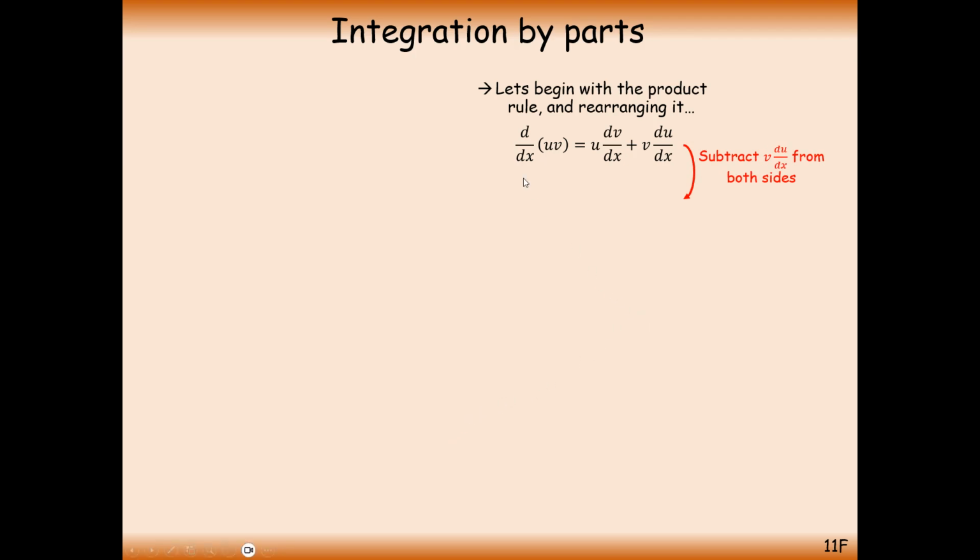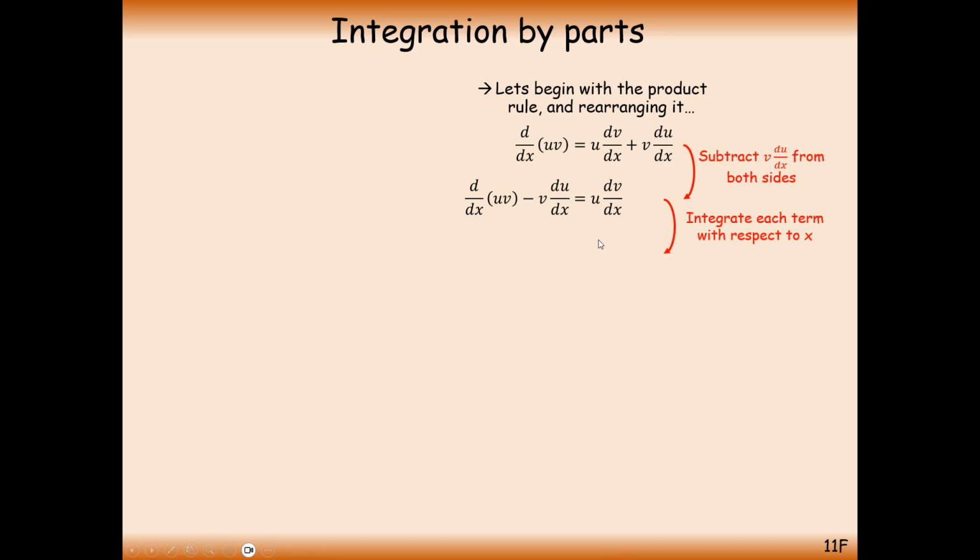As we understood, we differentiated u and v with the product rule, and we came up with this expression. This line here is just the product rule as we learned it in chapter four for differentiation. Now we're going to rearrange this equation and subtract v times du by dx from both sides. So we end up with this expression.